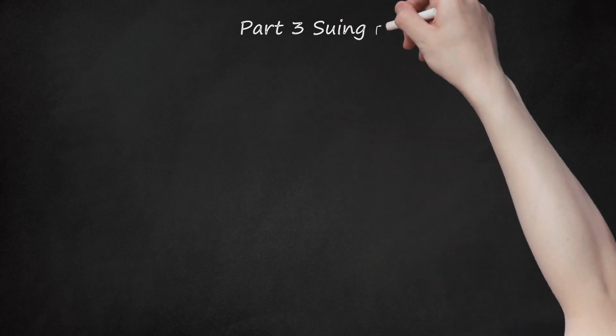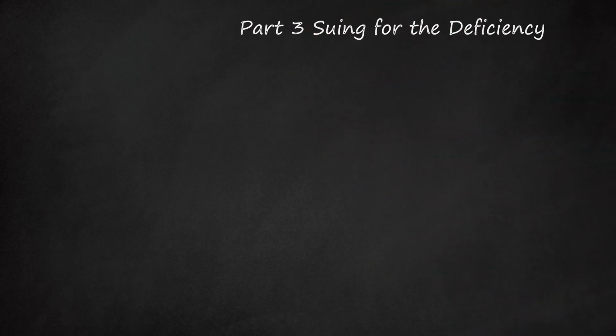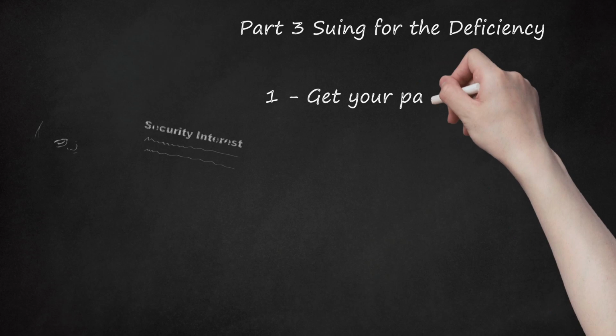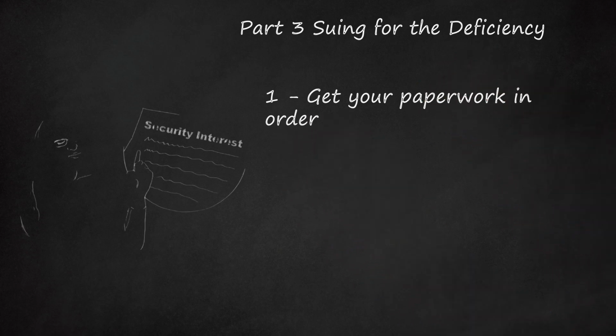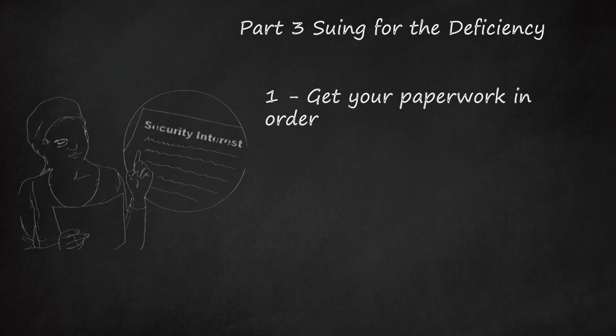Part 3. Suing for the deficiency. 1. Get your paperwork in order. To successfully sue for the deficiency, you need to be the payee on the loan papers. You also must have been given a security interest in the car. Take out your loan papers and review them. Look to see that you have been listed as the payee and that you were granted a security interest.